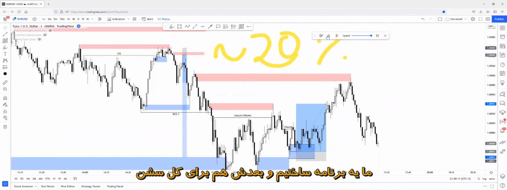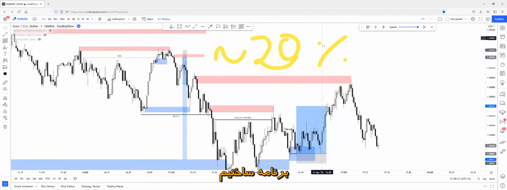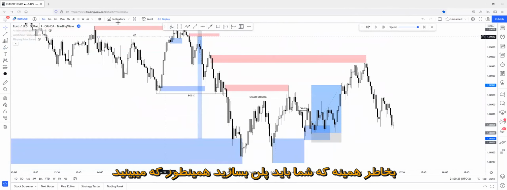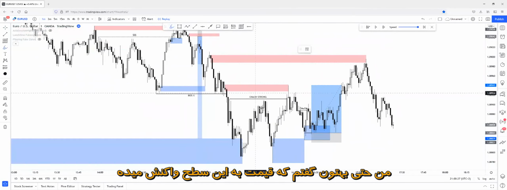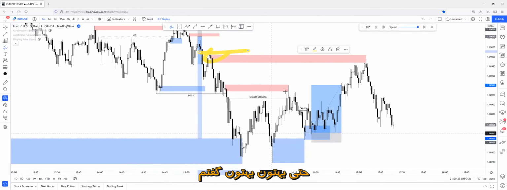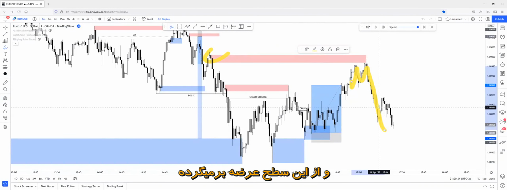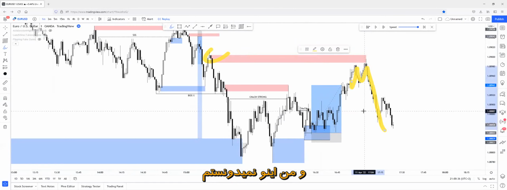So we had a plan that we were building up for the whole session. And this is pretty crazy. That's why you have to build a plan. And as you can see, I even told you that price will react on this supply zone. And I even told you that price will create a counter-trend movement up to this supply zone and reverse on this supply zone. And I didn't know this. I just built a narrative.